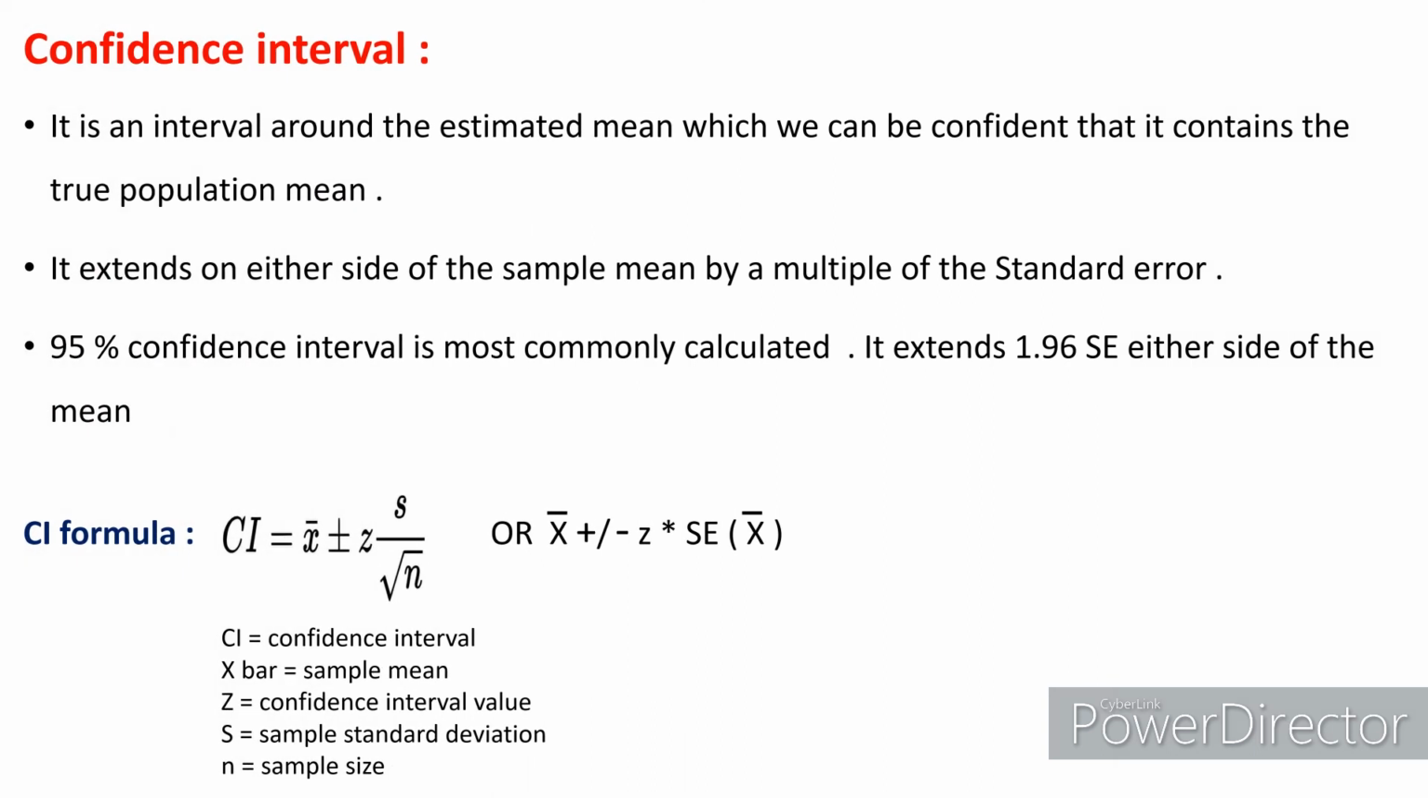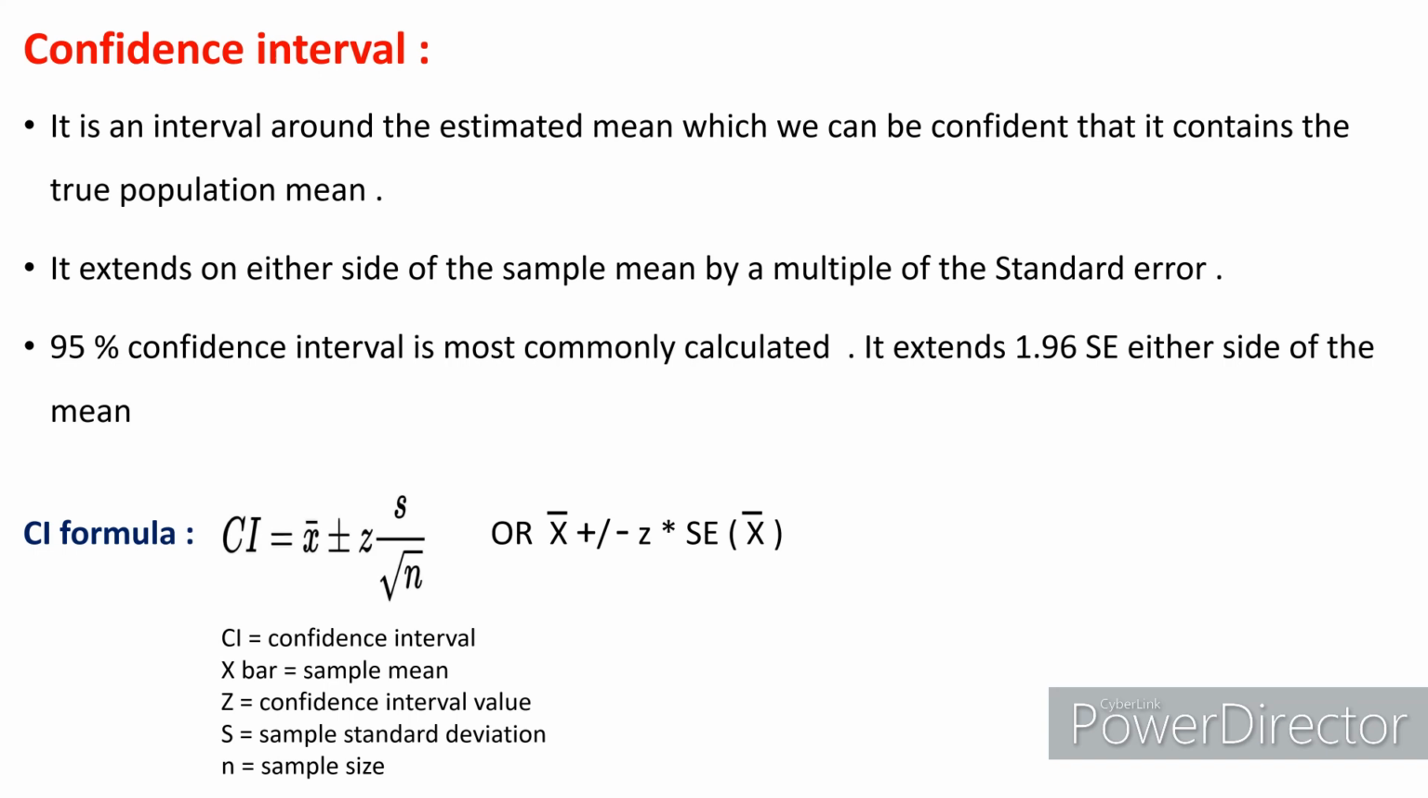Confidence interval is an interval around the estimated mean, which we can be confident that it contains the true population mean. So it extends on either side of the sample mean by a multiplier of the standard error. Usually 95% confidence interval is most commonly calculated. So it extends 1.96 standard error either side of the mean. So the formula for confidence interval is x bar plus or minus z multiplied by s divided by square root of n, or in the other way, x bar plus or minus z multiplied by standard error.